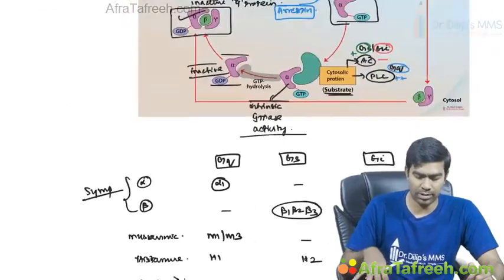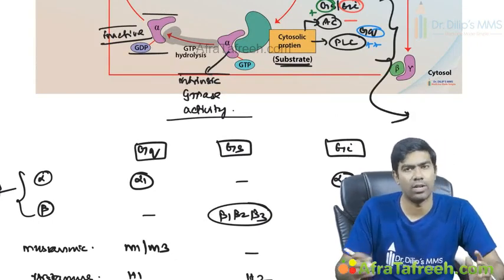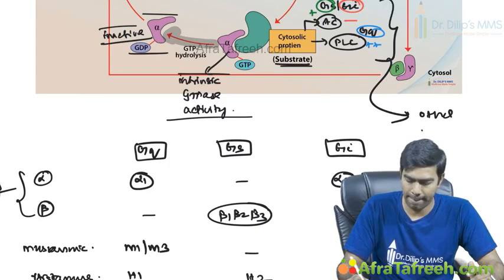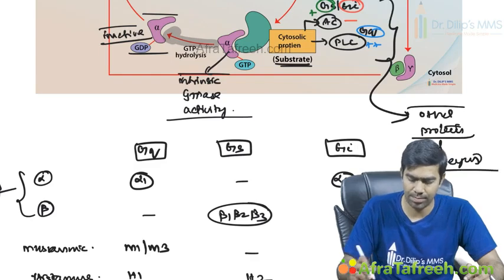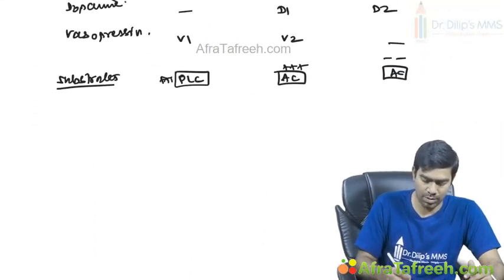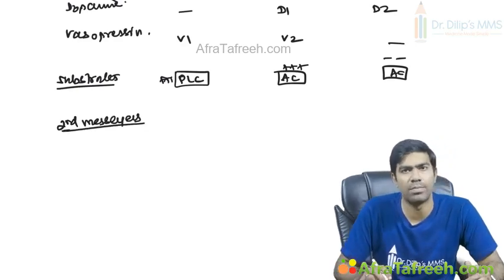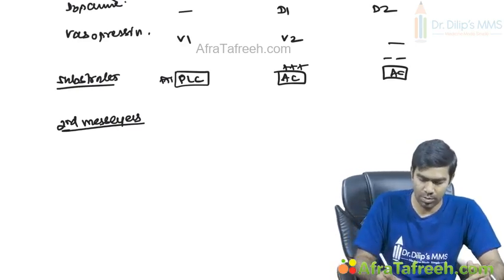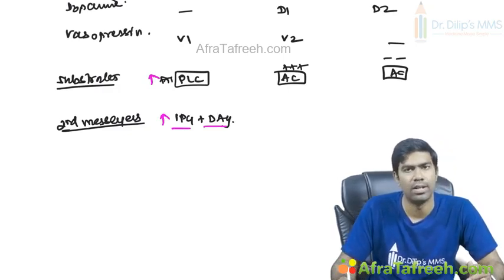So I told you, once the substrates are activated, once something happens to the substrate, they are going to act on other proteins, and these proteins are often referred to as second messengers. Clear? They are going to act on other proteins inside the cell, which means what are the second messengers that are activated or inhibited by this particular pathway. So for Gq, the important second messengers are inositol triphosphate and diacylglycerol, because you are increasing the phospholipase activity, your IP3 and DAG also will increase.